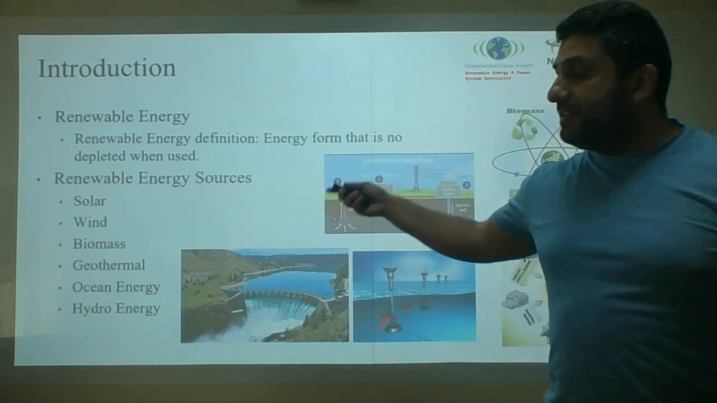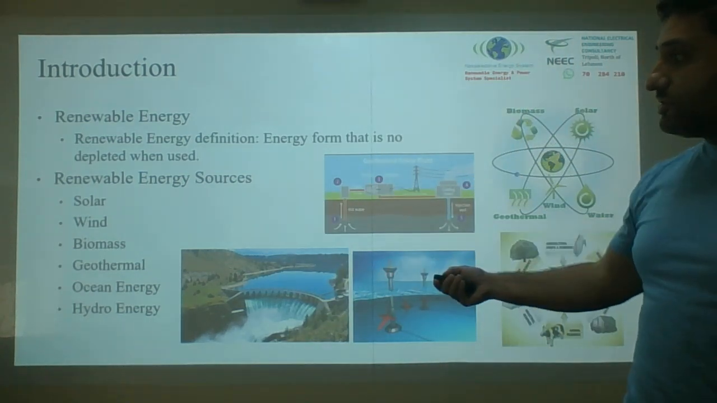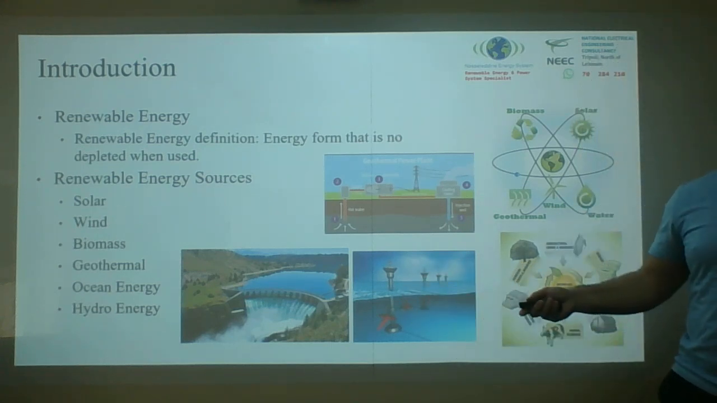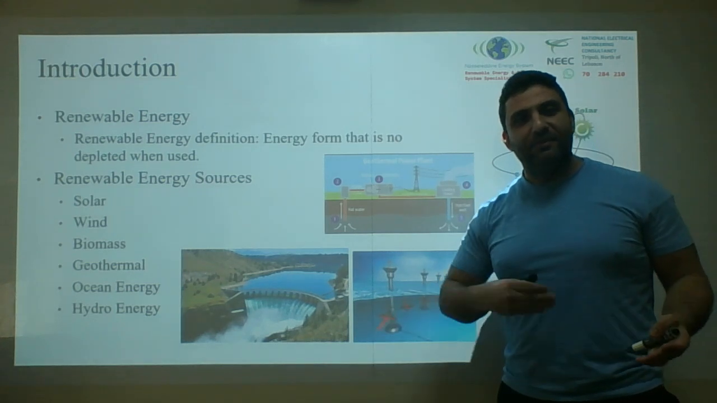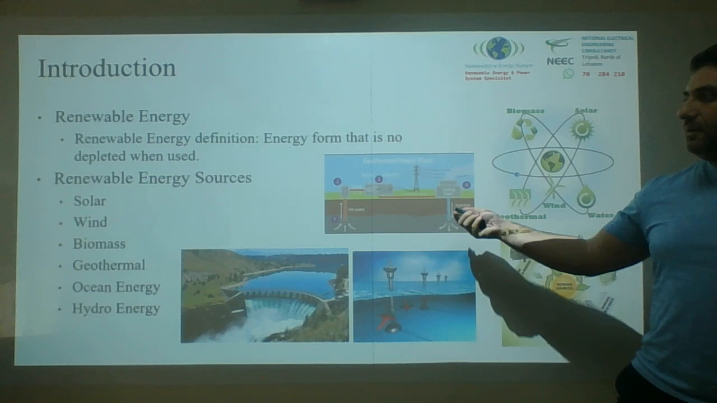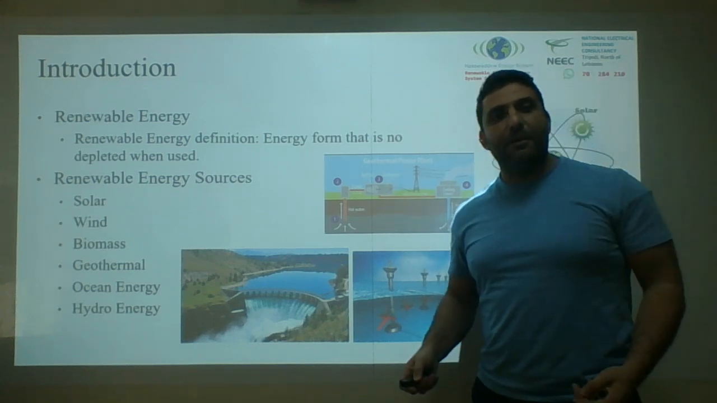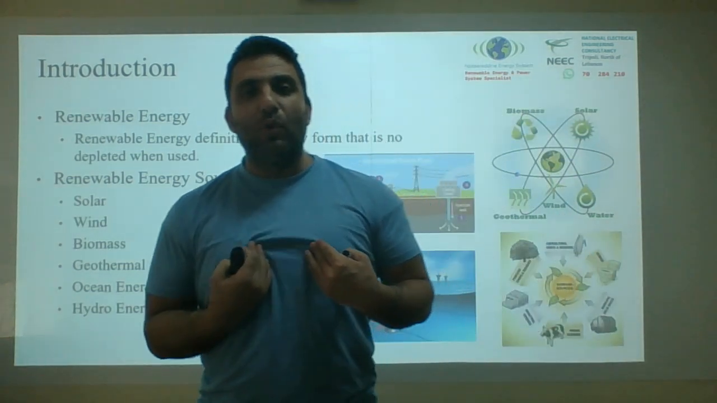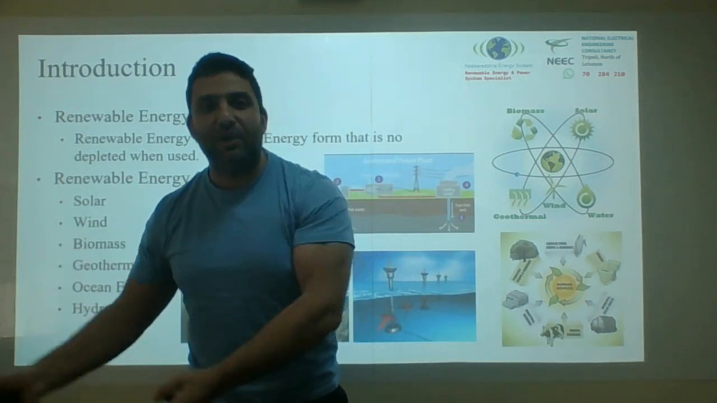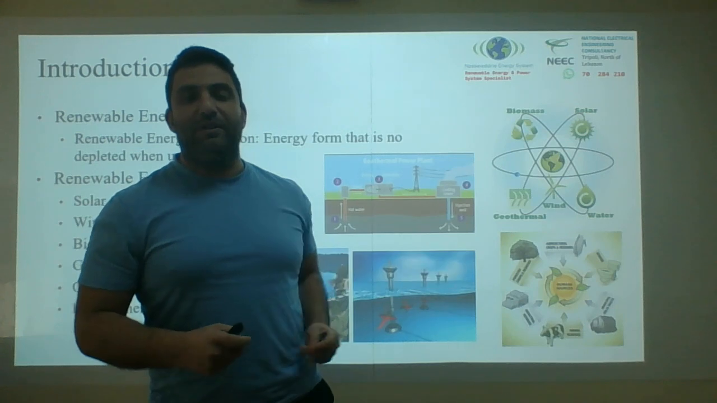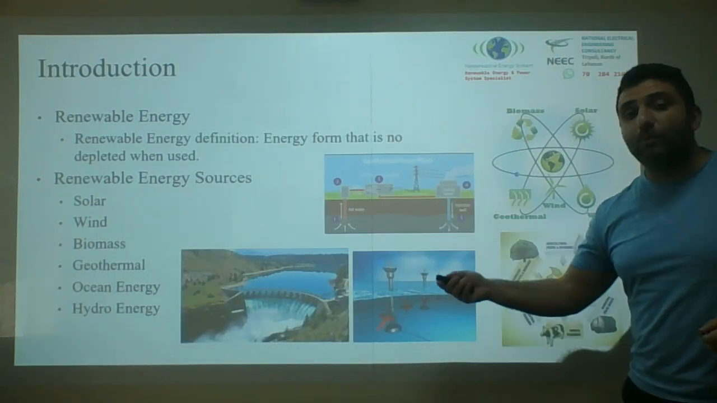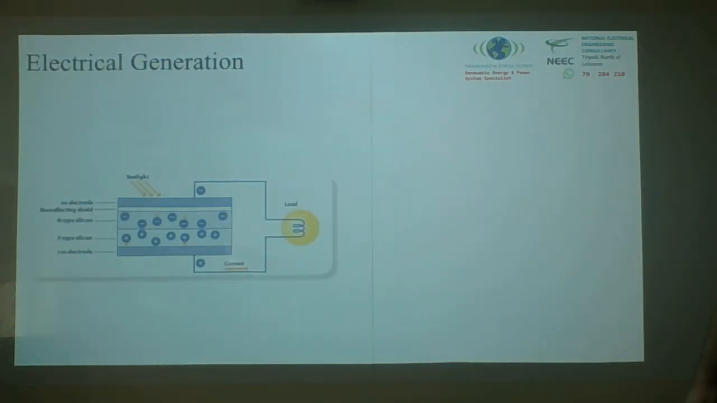So as you can see, these sources are always there and will never deplete. The ocean will never stop the waves. Hydro, always there. Geothermal, always there. Biomass, our waste from our food, from animals, from farmers, sun and wind. These are always there. These are the main renewable energy sources. Photovoltaics.